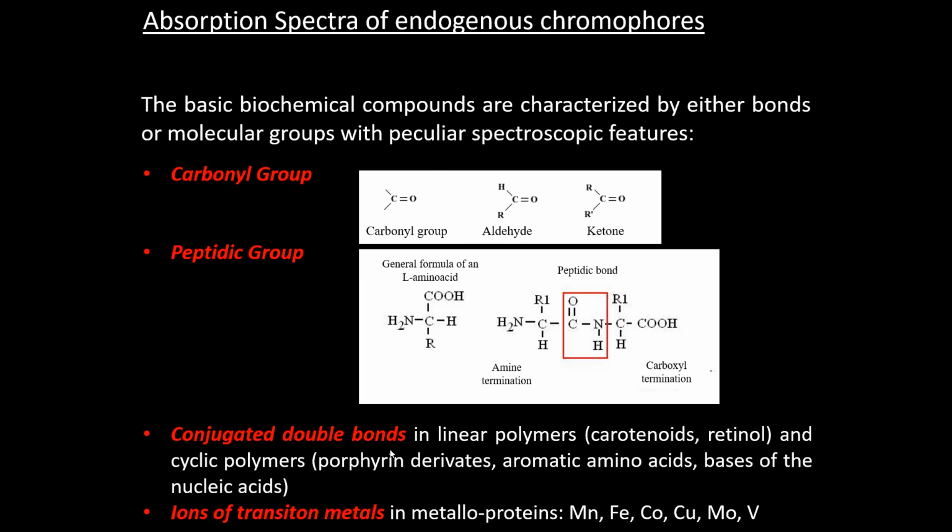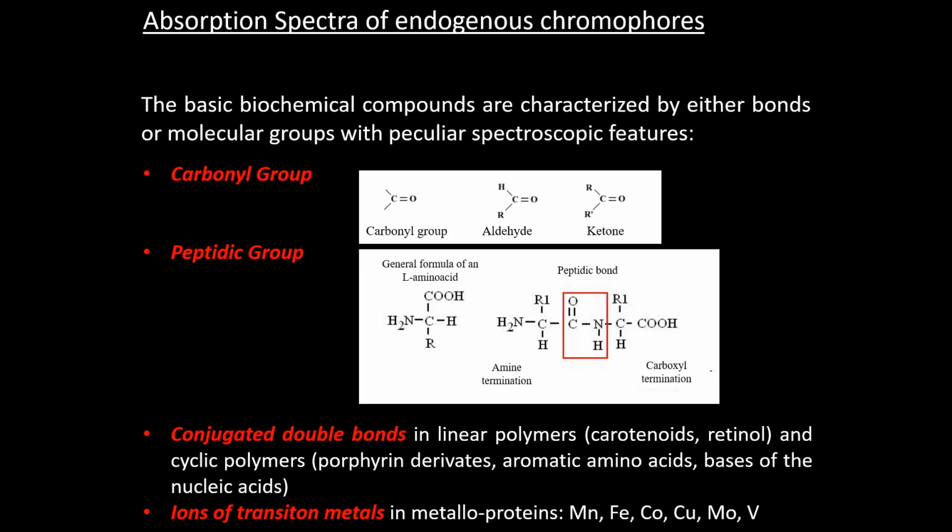Conjugated double bonds in organic molecules, for example linear polymers like carotenoids, retinol, and cyclic polymers like porphyrins, hemoglobin, phthalocyanins, or whatever, or aromatic amino acids or the bases of nucleic acids, these have typical signatures. Ions in transition metals also get typical signatures, for example, iron in hemoglobin.